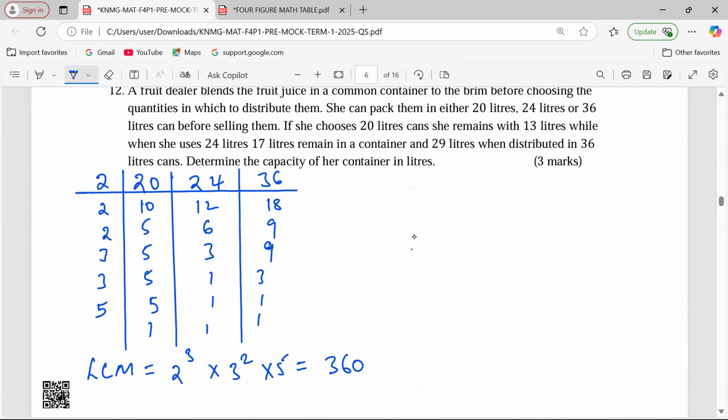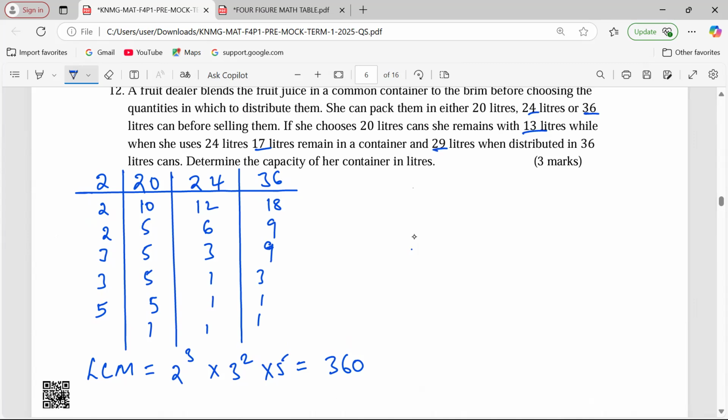You know, when we divide by 20, we don't utilize all the juice. We will have 13 liters remaining. When we use 24, we don't pack all the juice. We will have 17 liters remaining. When we pack 36, you realize we don't pack all the juice. We will have 29 liters remaining.